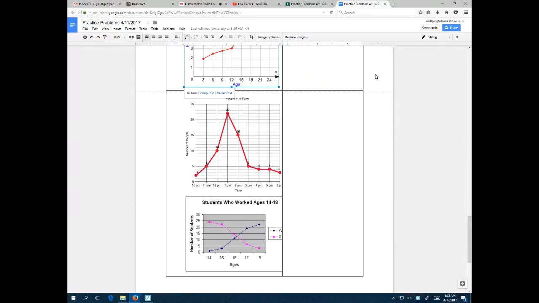So my question is this: what happened as people got older? Raven? They started working. So that's why the blue line goes up and the pink line goes down. Does that make sense that they're almost opposites? Because one is working, one is not working, so they should be directly related, opposite. Okay? So that one should have been as simple as the older someone got, the more they started to work. Okay? Pretty simple.